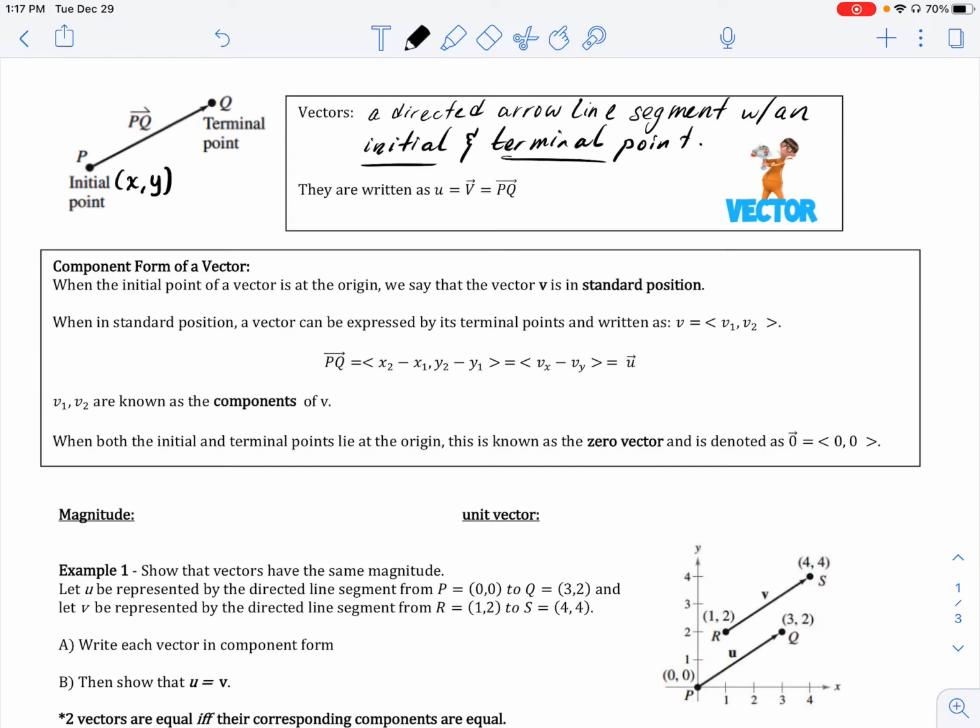In this video, I want to introduce the idea of a vector. A vector is a directed arrow line segment with an initial and terminal point. What a vector is trying to show are two things. One, its direction, where it's moving or where it's going, and also its magnitude, or the length of its vector, or how far it has traveled.